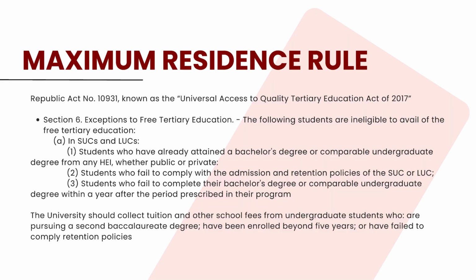Finally, let's look at Republic Act 10931, or the Free Higher Education Law. To keep your free tuition benefits, you must keep track of your timeline. Under Section 6 of the law, students lose eligibility for free tertiary education if any of these happen. First, you fail to complete your bachelor's degree within 1 year beyond the prescribed duration. For a 4-year program, this means free tuition ends after 5 years.